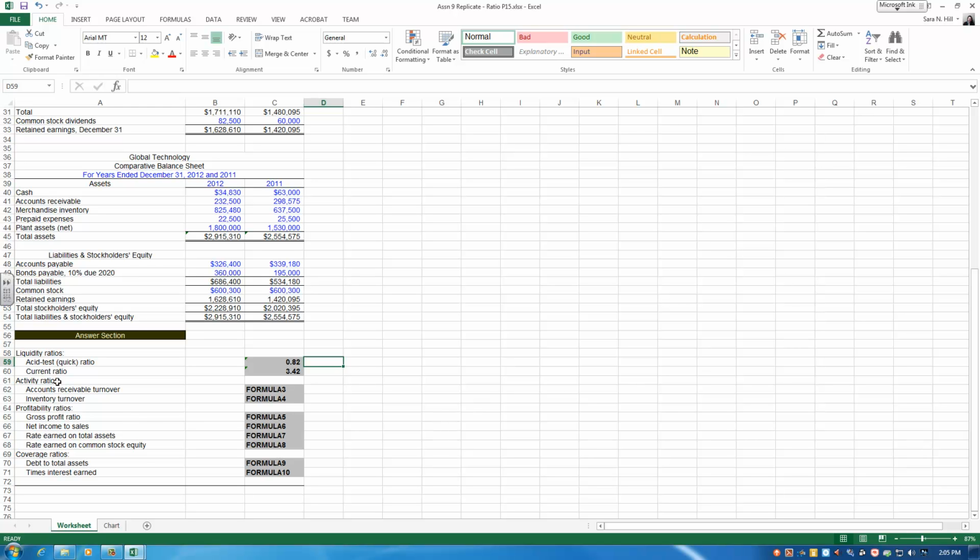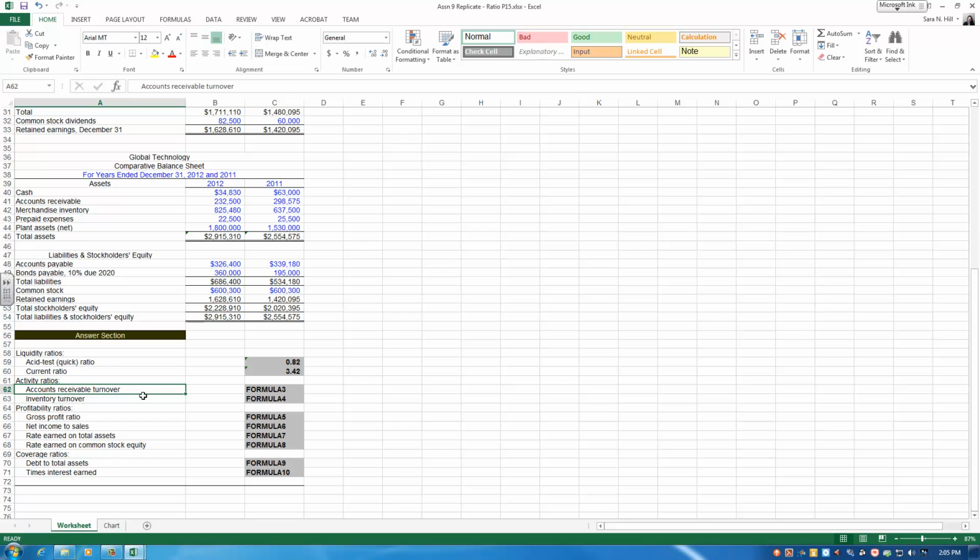Next up, we've got the activity ratios. Some ratios that would be considered an activity ratio would be our accounts receivable turnover. And that is a short-term liquidity measure used to quantify the rate in which a company collects its accounts receivable. So the formula we're looking for here would be our total sales divided by our average accounts receivable.